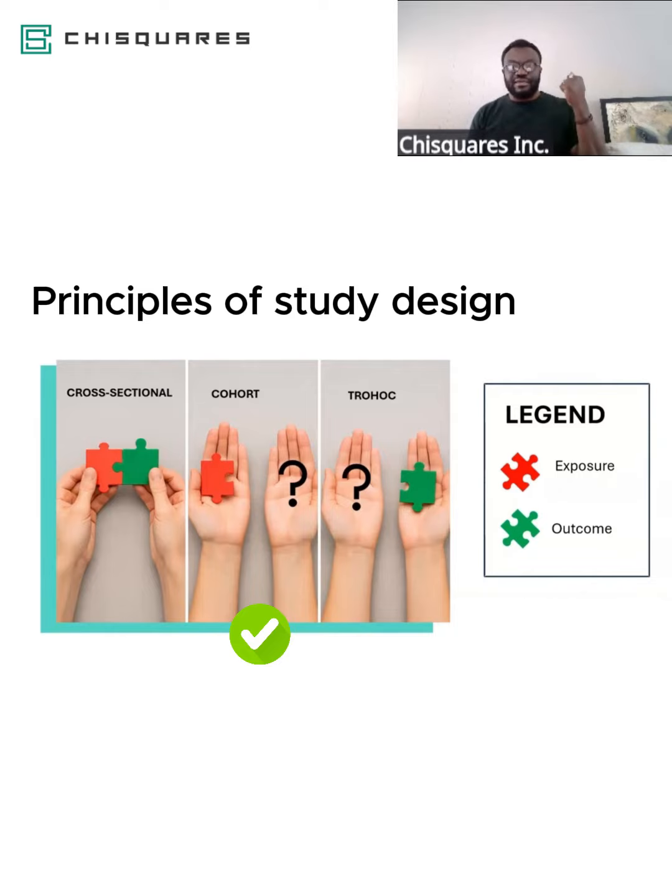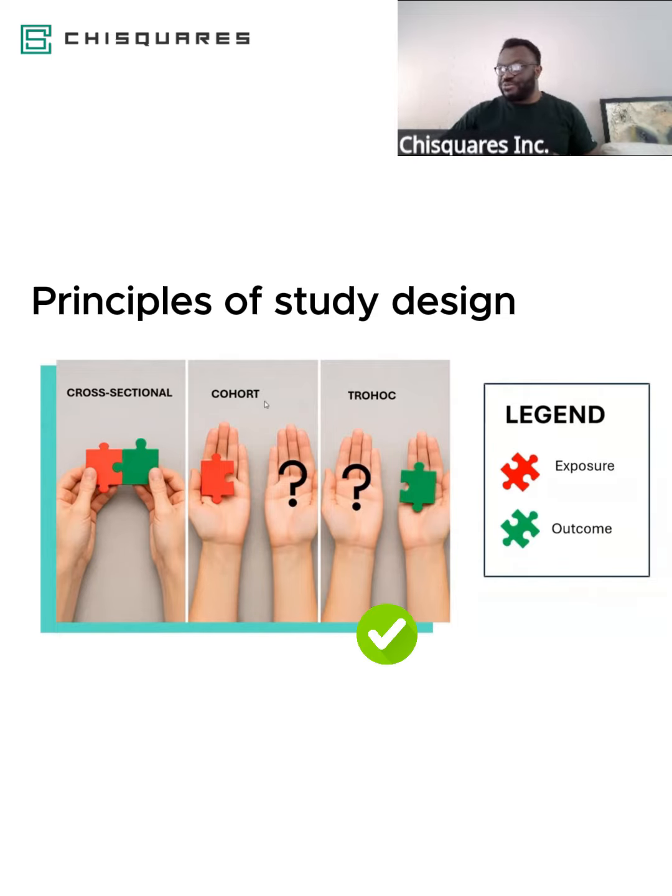We're starting with the exposure in hand. So we have groups that are exposed versus non-exposed. And what we don't have is the outcome. That's what we're trying to figure out. And that's why we'll follow people over time. That's a cohort study. Now, when you flip a cohort study, you get what we call a Trohoc study.